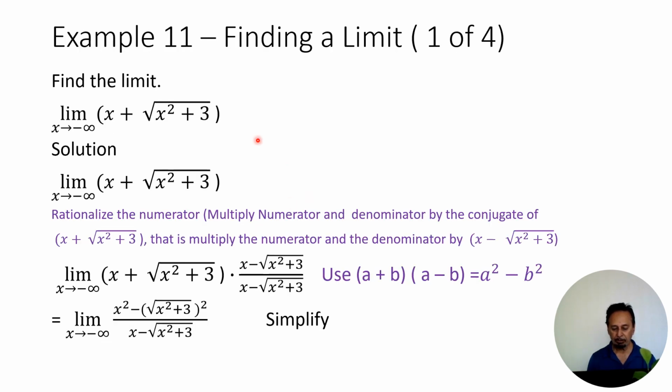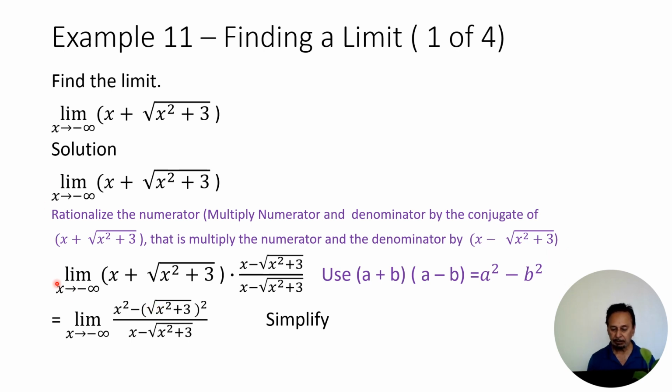Okay, find the limit as x approaches minus infinity of x plus the square root of x squared plus 3. You can use the calculator if you want, but here I'm going to find the limit analytically. What we do is rationalize the numerator. We multiply by the conjugate. And what is the conjugate? You just change the plus sign. So the conjugate is x minus the square root of x squared plus 3.